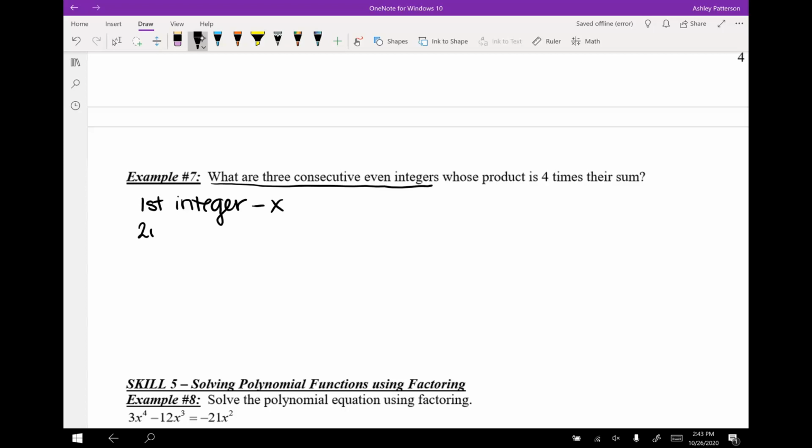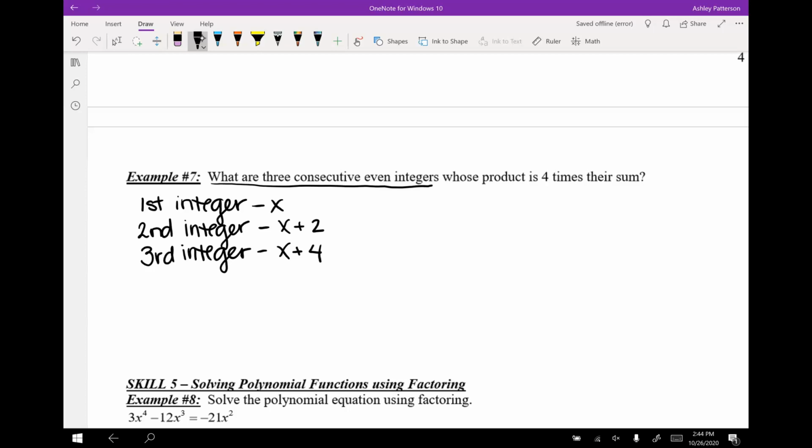Okay, the second consecutive even integer is 2 away from that, because think, if we've got 1, 2, 3, consecutive integers, they're one step away from each other. But if we needed to have even integers, it would be 2, 4, 6. They're 2 spaces away from each other. So that's why we'll have the x plus 2. And then our third even integer would have to be 4 away from the first one.